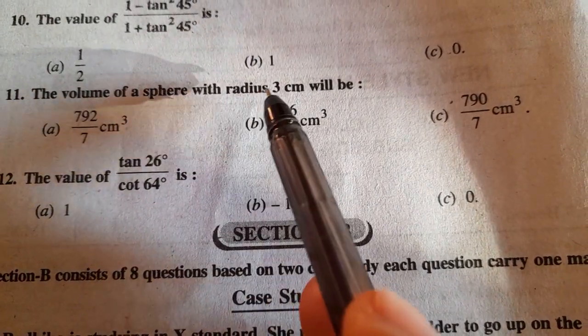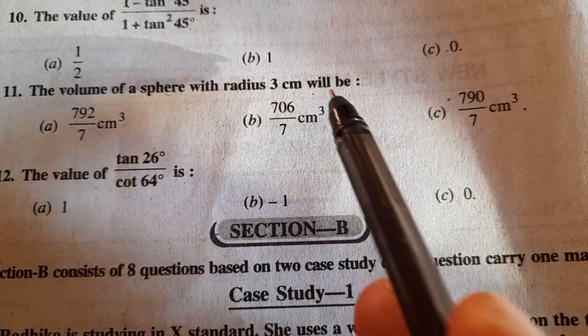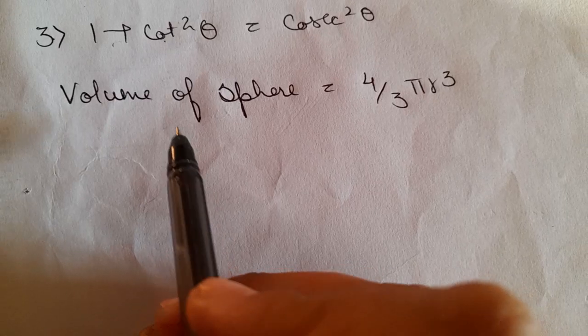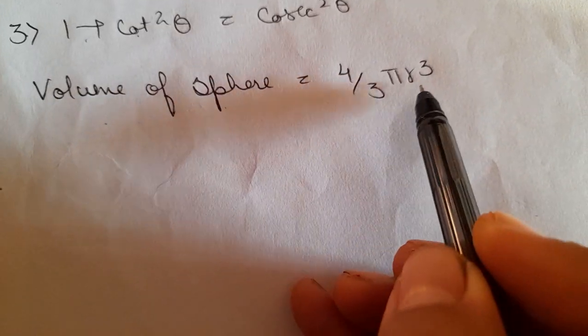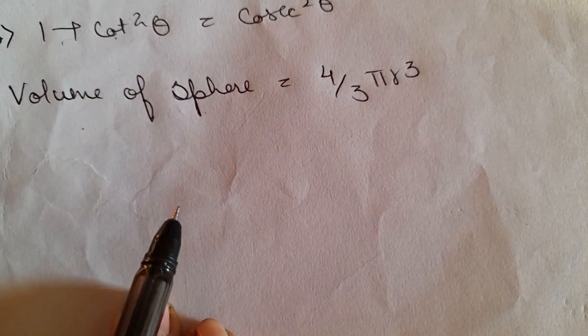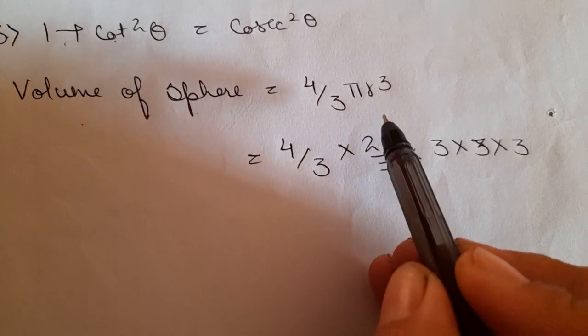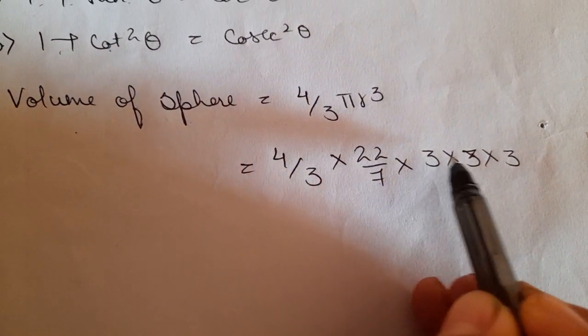Next question is the volume of a sphere with radius 3 centimeter will be. We know that the volume of a sphere is equal to 4 by 3 pi r cube. The value of r is 3 in this question. The value of pi is 22 by 7.